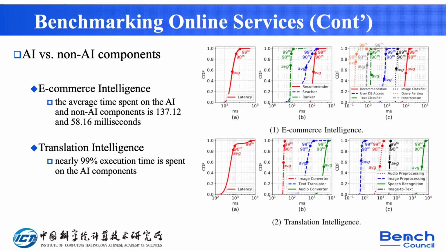We also analyze the execution time ratio of the AI components with non-AI components of the overall system latency. If we exclude the communication latency, the average time spent on the AI and the non-AI components is 137 and 58 milliseconds for e-commerce intelligence, while for translation intelligence, nearly 99% execution time is spent on the AI components. This observation indicates that the AI components' contributions to the overall system performance vary across different scenarios.